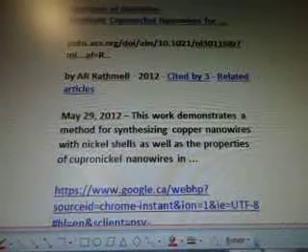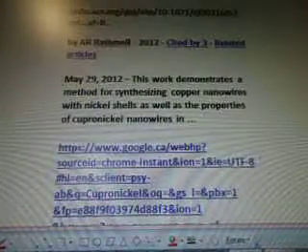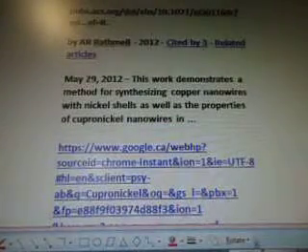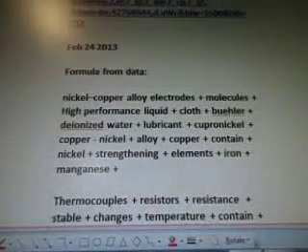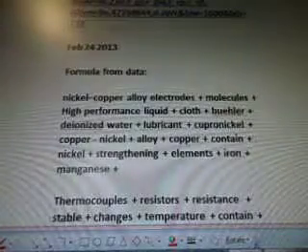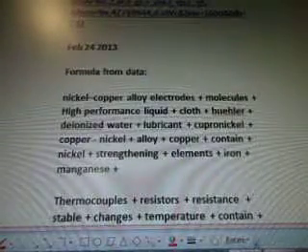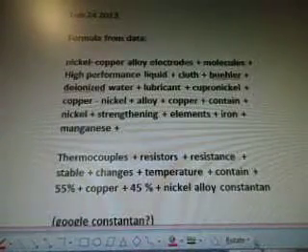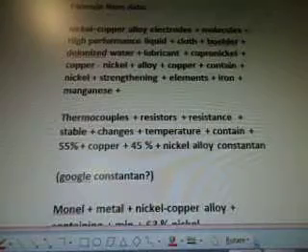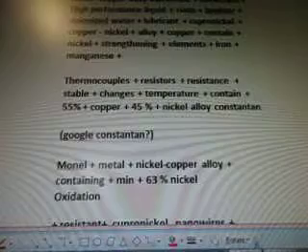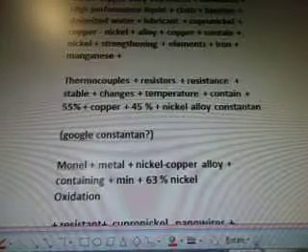And here's another thing here. The work demonstrates a method of synthesizing copper nanowires with nickel shells as well as the properties of cupronickel nanowires. So the formula from the data is nickel copper alloy electrodes, molecules, high performance liquid, cloth, buehler deionized water, lubricant, cupronickel, copper, nickel alloy copper containing nickel, strengthening elements, iron, manganese. Thermocouples, resistors, resistance, stable changes, temperature contain 55% copper 45% nickel alloy constant 10.